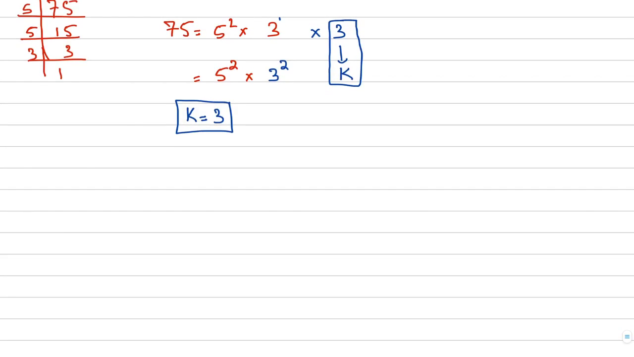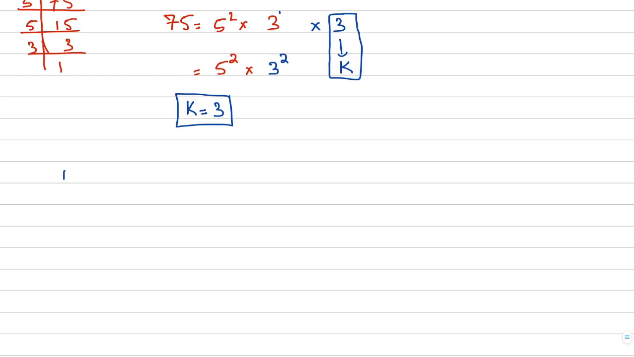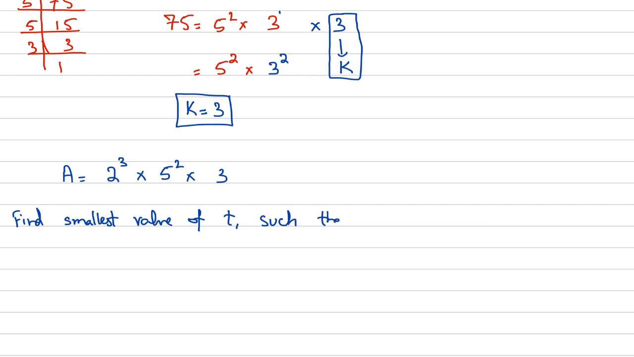Now a full-length question, or a past paper question, will look like this. It's going to give you a number which is already written as a product of its prime factors, say 2 cubed times 5 squared times 3, and it will ask you to find t, find the smallest value of t such that a into t is a perfect square. So in order to turn this number into a perfect square, first let's just write it down as it is, 2 cubed times 5 squared times 3.